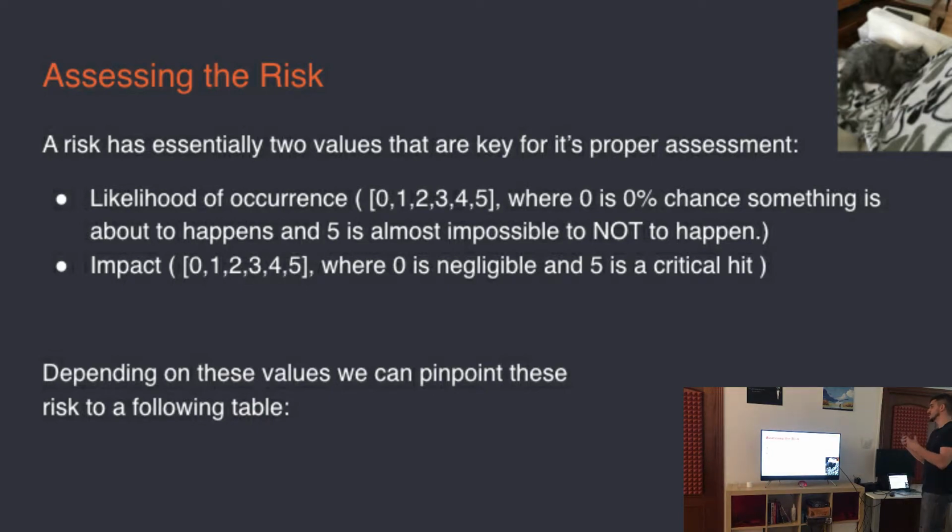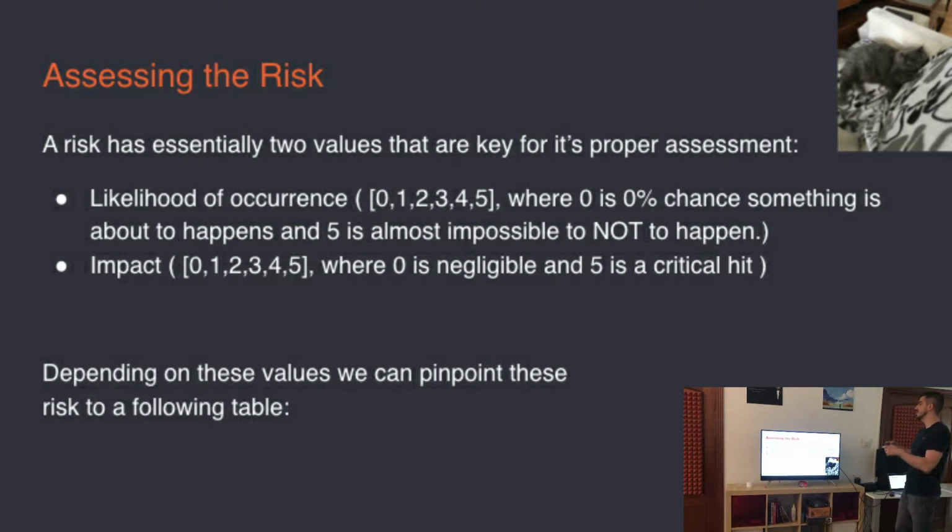So assessing the risk. Risk has essentially two values that are key for its proper assessment, right? So, likelihood of occurrence. Usually we have a value between 0 and 5, where 0 is a 0% chance that something is about to happen, and 5 is almost impossible for it not to happen. So it's almost likely to happen. It's hard to explain, but if it will certainly happen, it's not a risk, right? So it's just getting back to square one.